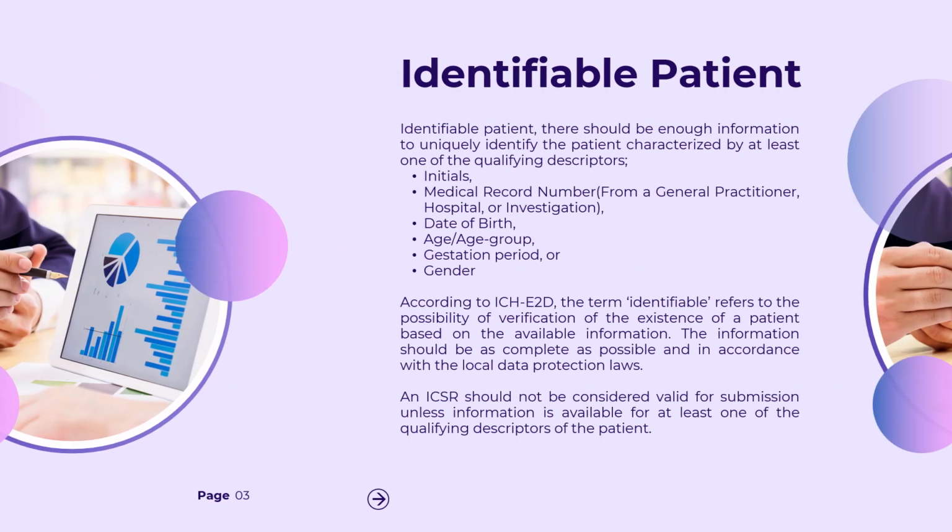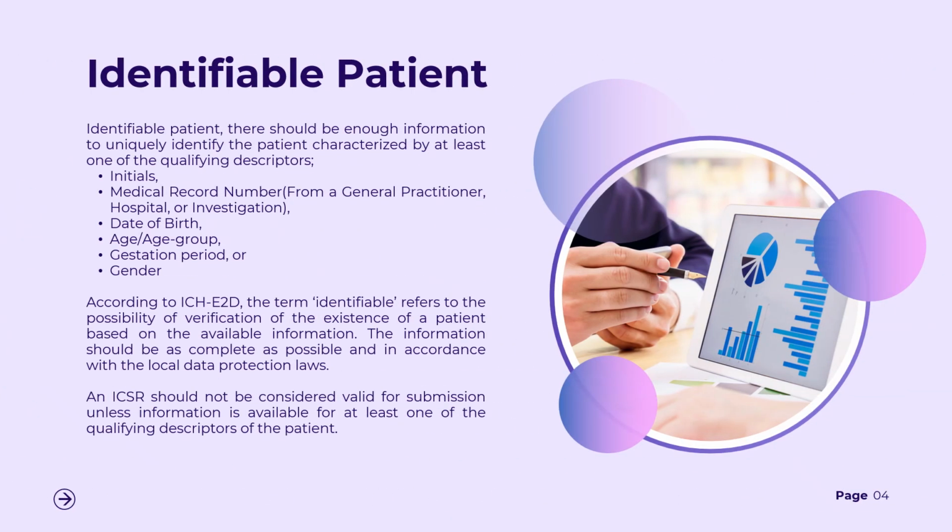Next up, we have the identifiable patient. Now, for a patient to be identifiable, the patient has to be characterized by at least one of the following qualifying descriptors: the initials, medical record number from a general practitioner, hospital or investigation, date of birth, age or age group, gestation period, or the gender.